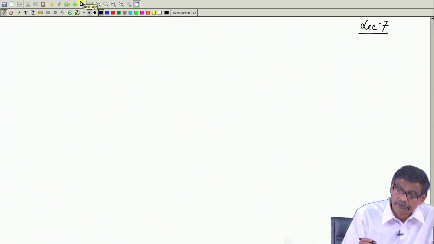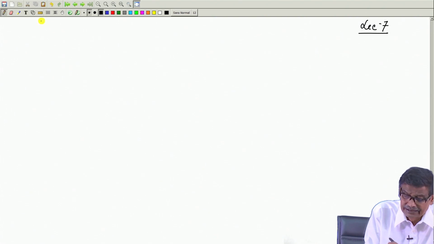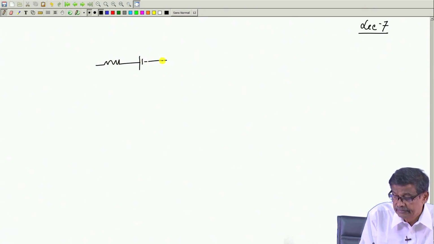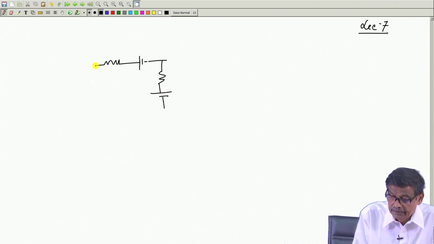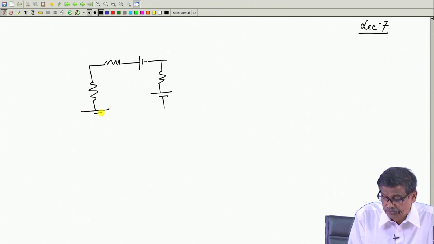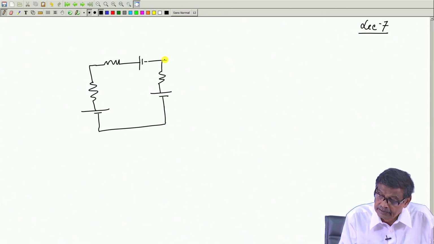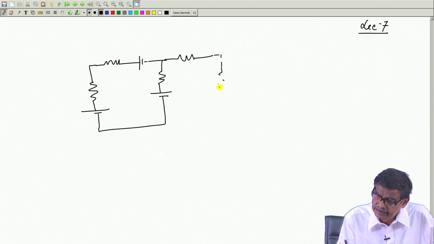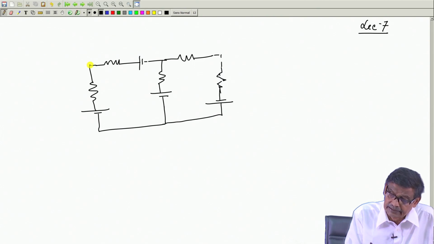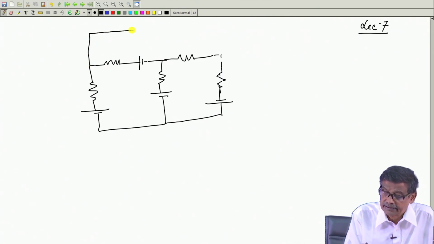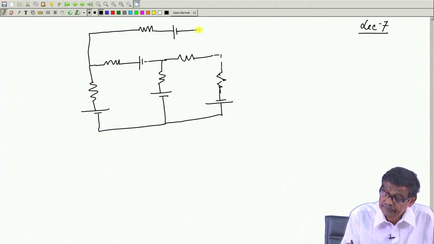Let us see. Suppose I draw another circuit which may not be exactly the same, but of a similar type. Suppose you have a network like this, and here is some resistance, there is some source, and there is another resistance, some source. Here is some resistance and some source here, and there are other elements here. Suppose this is a resistance and this is another source.